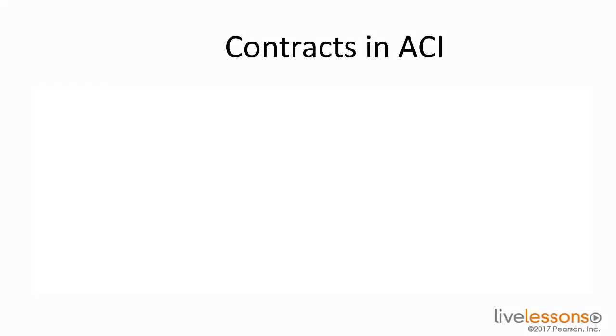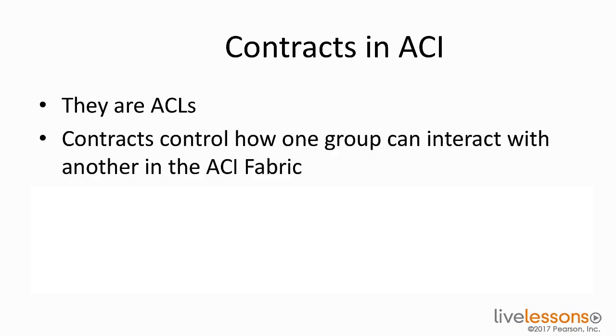In ACI, contracts are how we control how devices in one group talk to devices in another group. They are basically like access control lists. So for instance, when I say that one group of devices can only talk to another group of devices over a certain port, I am in effect applying a layer 4 firewall policy or an access control list saying that this group of devices can only talk to this group of devices over these ports.